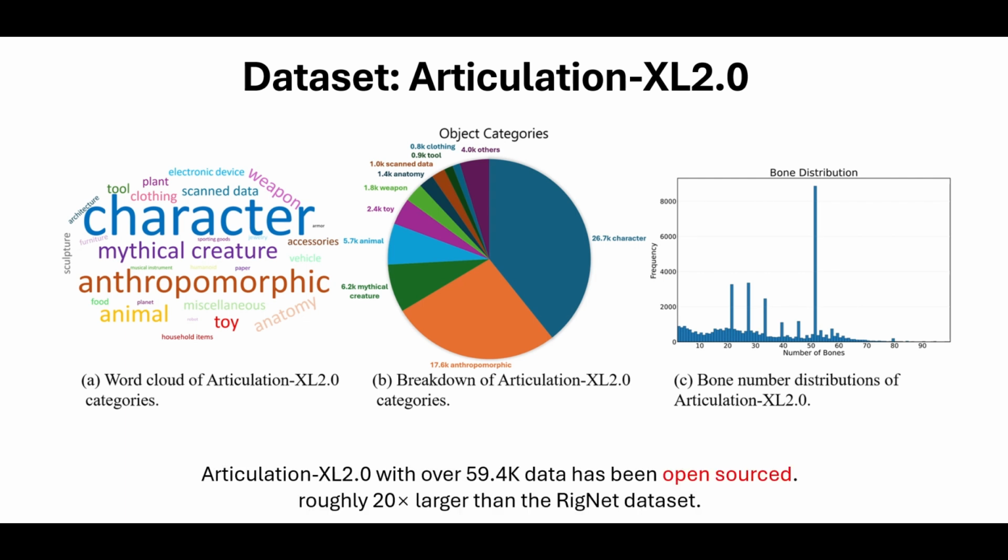We've released Articulation XL v2 with over 59.4K models. In comparison, the previously largest dataset from RigNet contains fewer than 3K samples. Our dataset is approximately 20 times larger.